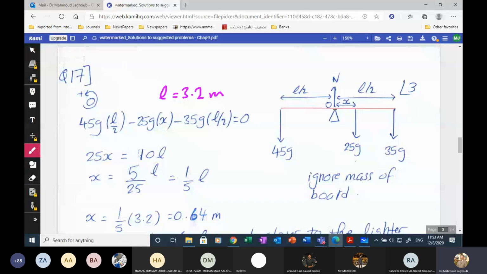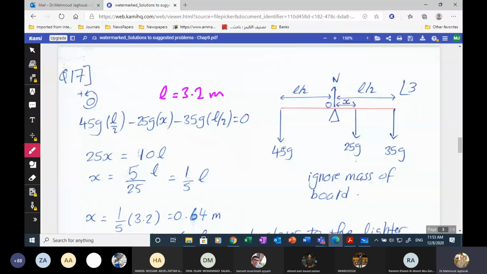Because we don't know the normal force. Yes, I get rid of N. Why? Because the torque of N at this point is 0. Also, the weight of the beam will act at this point. Its torque also at this point is going to be equal to what? To 0. Okay, so I am left with the torques due to the 45g, 25g, and 35g.